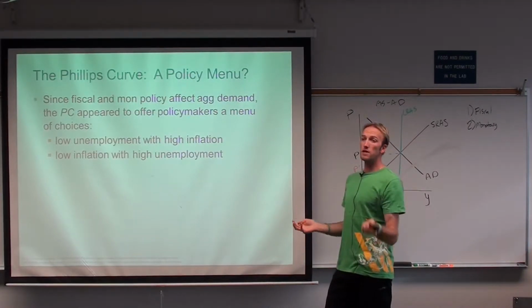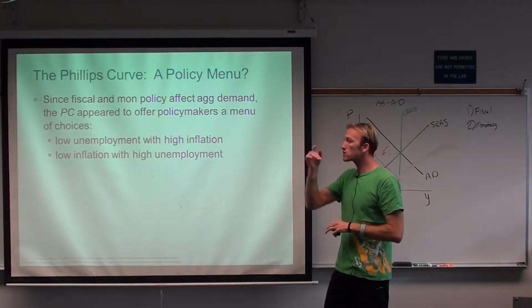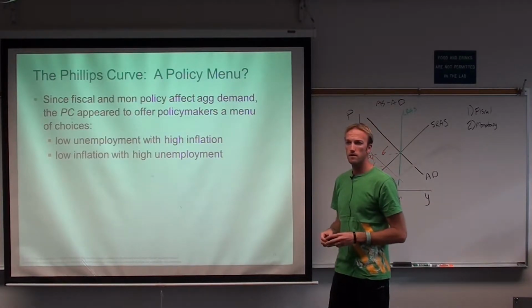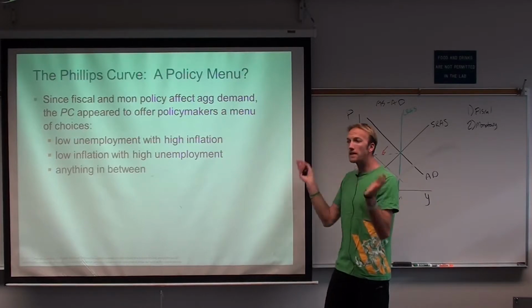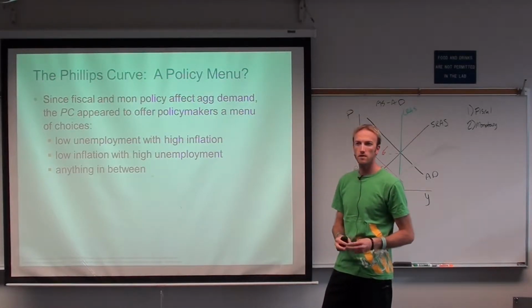They're like, oh, well, I can do the opposite. I can have low inflation with high unemployment, right? If I want to, I can just slide along this Phillips curve. Okay? They're like, well, we could have anything in between. We could have medium unemployment and medium inflation.